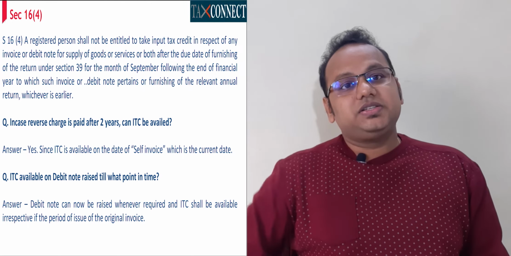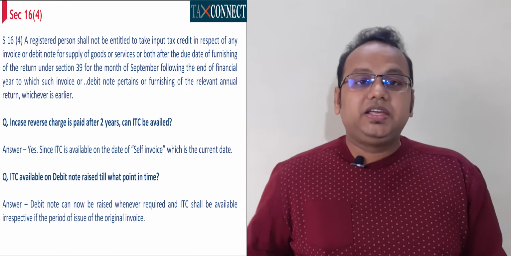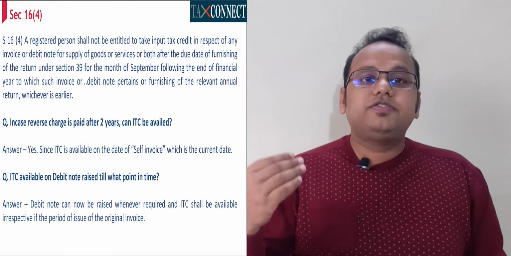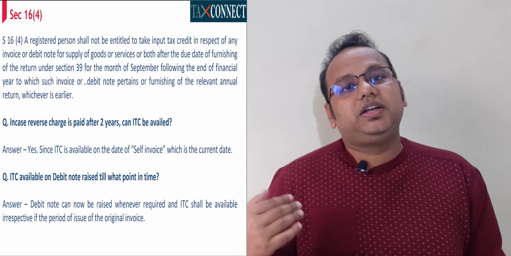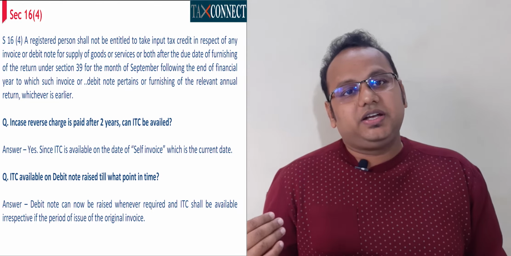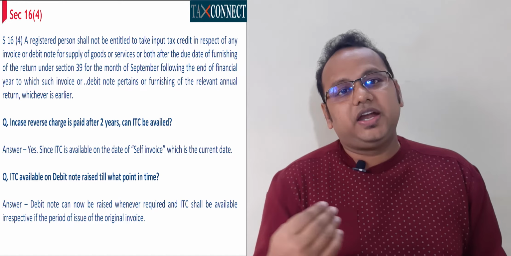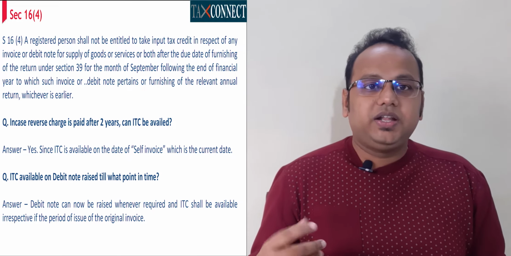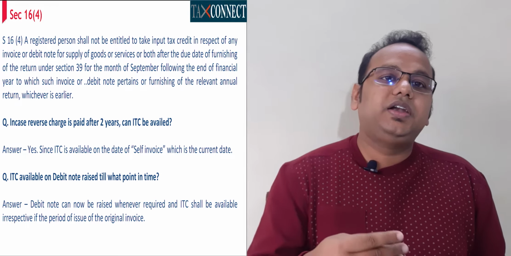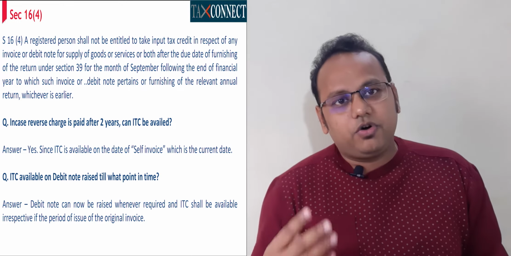Next is section 16 subsection 4, whereby in case an invoice is issued, the ITC of such an invoice can be availed only till 30th September of the next financial year. So, for invoices dated between 1st April 2019 and 31st March 2020, that is for financial year 2020 invoices, you can avail ITC only till the return filing date of September 2020, that is 20th of October.